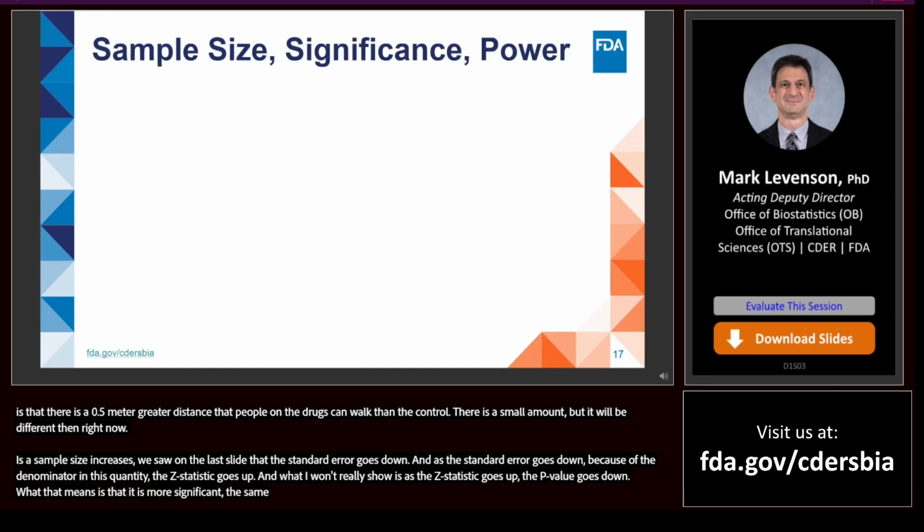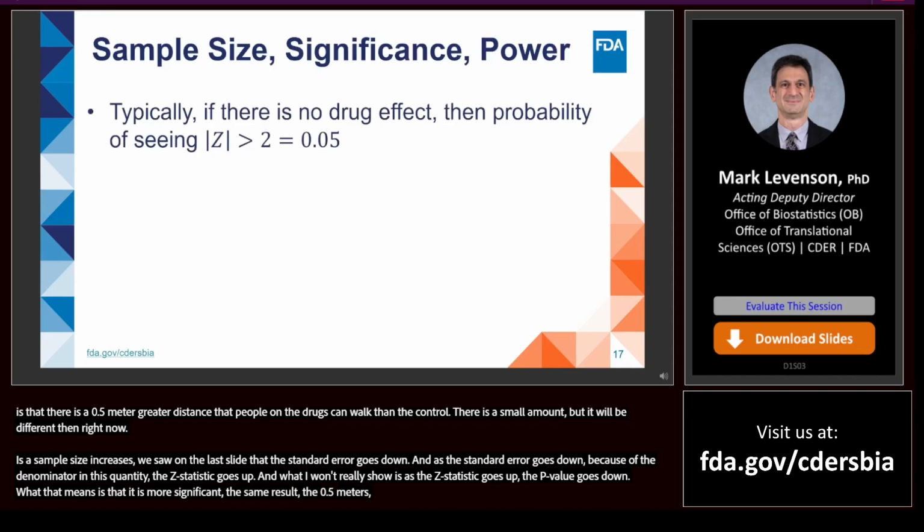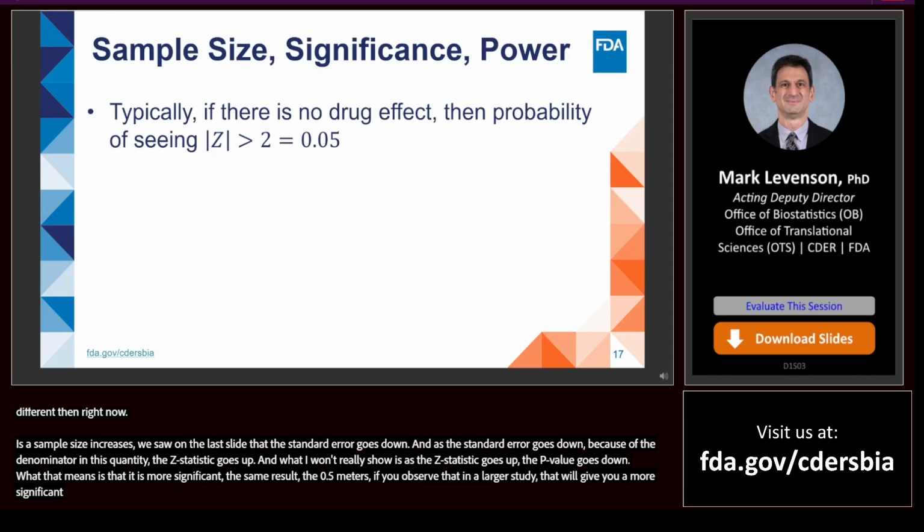Let's continue this. Typically, if there is no drug effect, then the probability of seeing the absolute value of the Z-statistic greater than 2 is 0.05. So 0.05 is 1 in 20. And absolute value means if we see -3 or +3, they're both greater than 2.